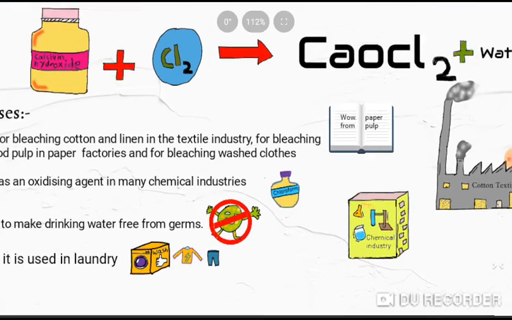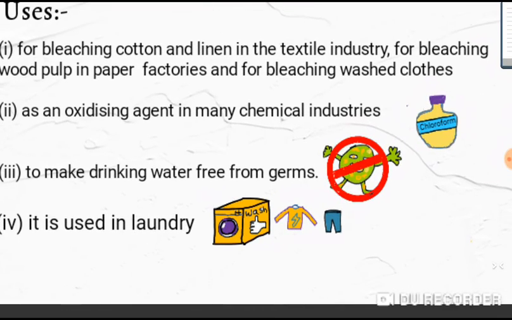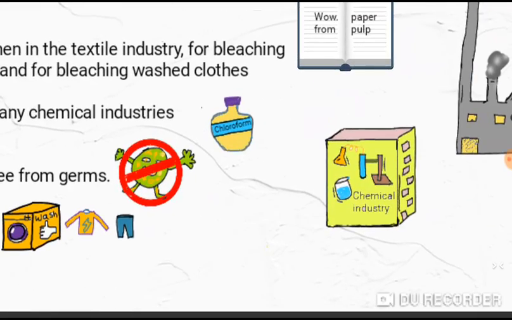Now the last use: it is used in laundries. As you can see in laundries, the washing machines use bleaching powder. The cotton clothes need to be bleached to remove absorbed material and microorganisms, which are removed by the bleach.